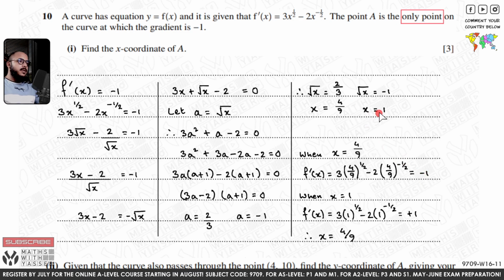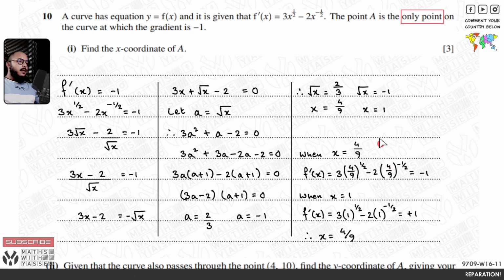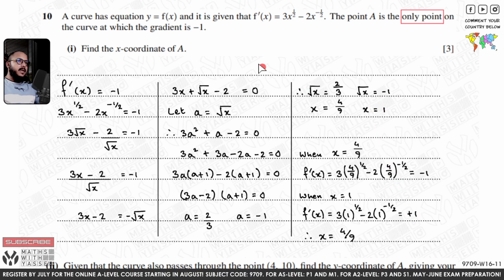But when we substitute x equals 1 into the same equation, we get positive 1. That means this does not support the statement, which is that if we substitute the x value, we will be getting negative 1. It only supports the value x equals 4 over 9. So our final answer must be x equals just 4 over 9. The reason why we got two values is that it was a quadratic equation, and one of the natures of a quadratic equation is that you will be getting two different values.